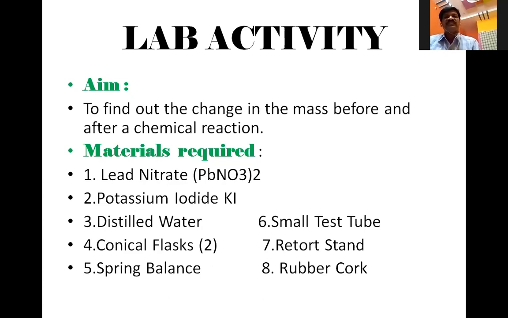For this activity, what materials do we require? The materials required are lead nitrate, Pb(NO3)2, one chemical, and potassium iodide, the second chemical. Here two chemicals are there: lead nitrate and potassium iodide. Distilled water, two conical flasks, the volume of the conical flasks may be 250 ml. And a spring balance, small test tube, retort stand, rubber cork. The materials required are lead nitrate, potassium iodide, distilled water, conical flasks, spring balance, small test tube, retort stand and rubber cork.